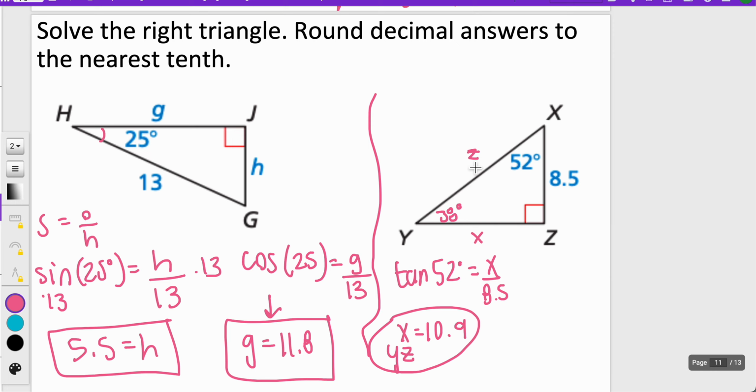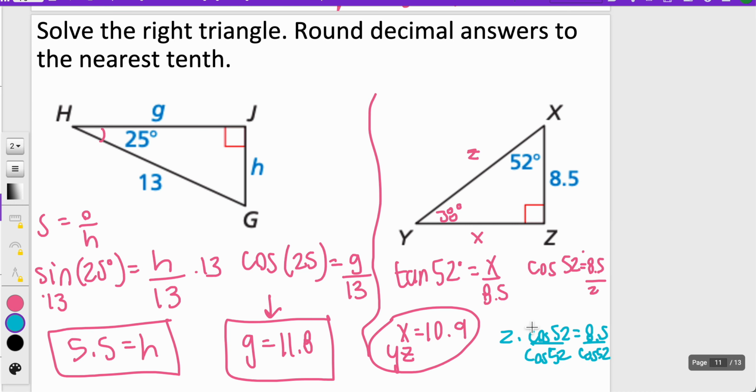And then to find segment Z, I can do adjacent over hypotenuse. That could be cosine of 52 is equal to 8.5 over Z. This one needs some extra care. First I need to multiply both sides by Z. So I'm going to get Z times the cosine of 52 is equal to 8.5. And then to solve, I'm going to divide both sides by cosine of 52.